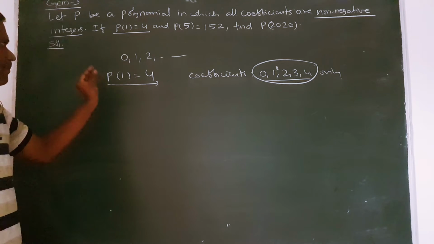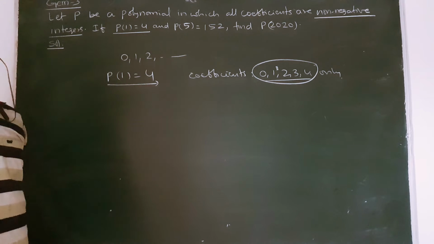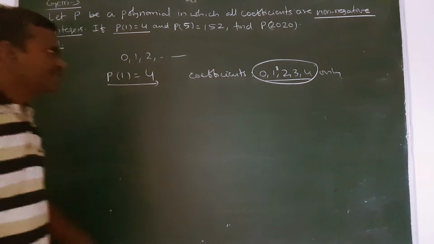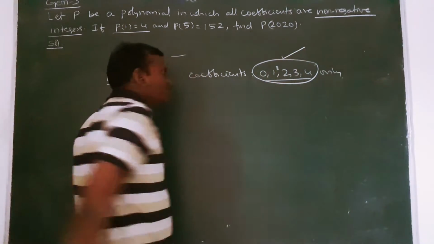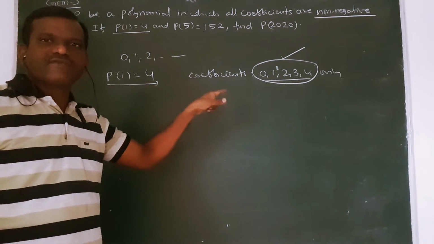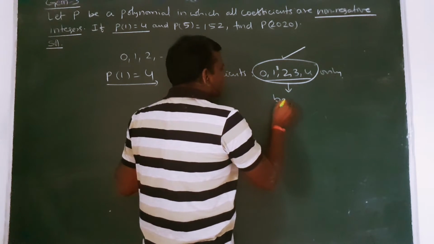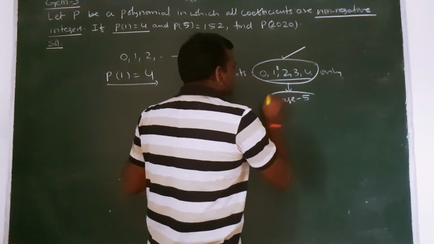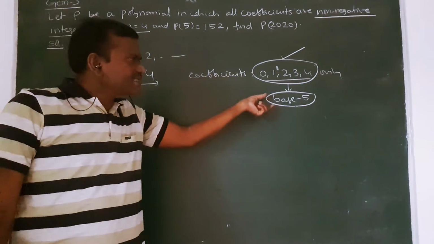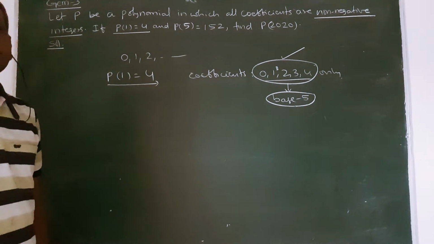So that's why P of 1 is equal to 4 and non-negative integer coefficients is the big hint for this question. All coefficients should be 0, 1, 2, 3, 4 only. Where do we get these digits 0, 1, 2, 3, 4? In the base 5 system, these are the digits we use. So the base number system is linked to polynomials in this question. That is the logic here.